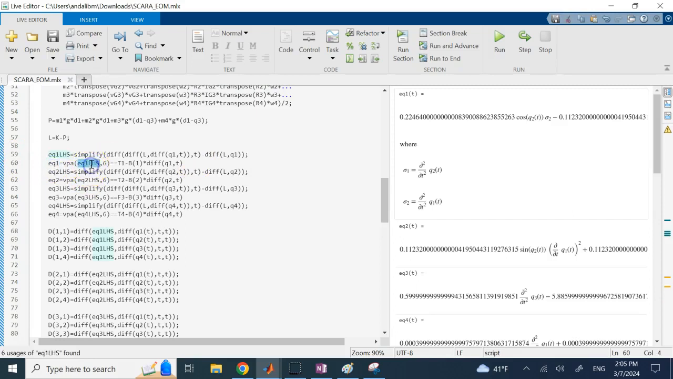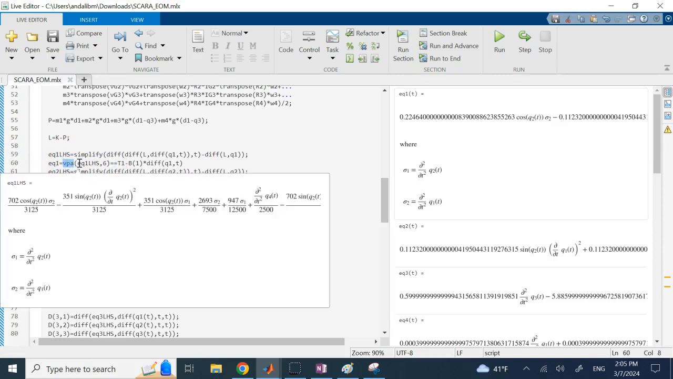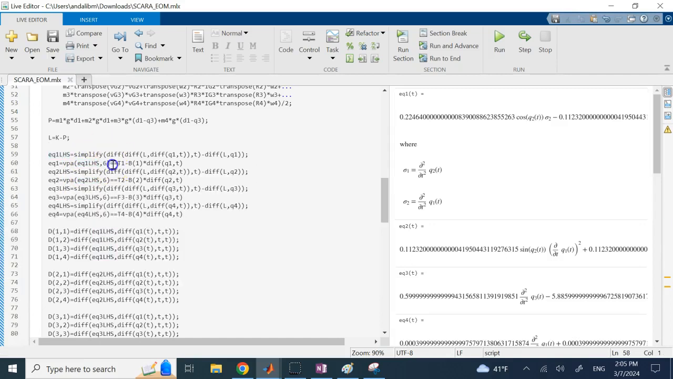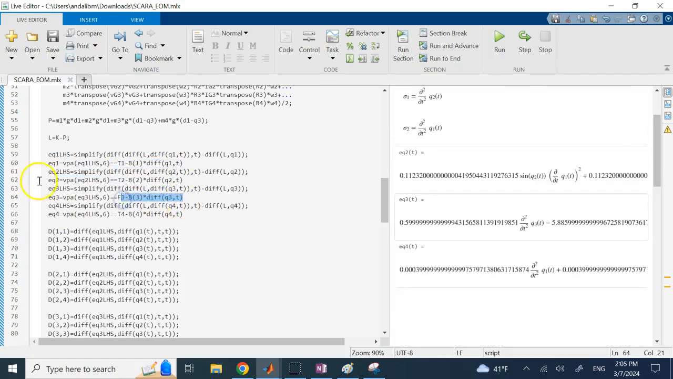The left-hand side is wrapped in vpa 6. What is this for? As you know from my other videos, this is to convert all of those nasty symbolic fractions that you can see right here. You see all those fractions, 702 over 30, 125, to convert them into decimals. This is equal to T1, the torque, minus B1 times Q1 dot, right? The total non-conservative force or torque on it. And similarly, I get all of these other ones.